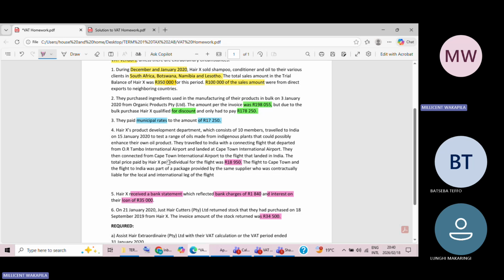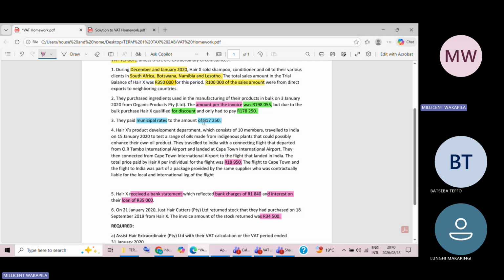But when an amount comes from a trial balance, you would have to use a tax fraction of 15%. So going back to the first question, it says the total sales amount in the trial balance was 350,000. That's why you would have to say 350,000 minus 100,000 multiplied by 15%. The ingredients that we purchased on the second transaction were discounted to 178,250. They say that the amount per invoice was 178,250, meaning in this case your VAT fraction would have to be 15 over 115.